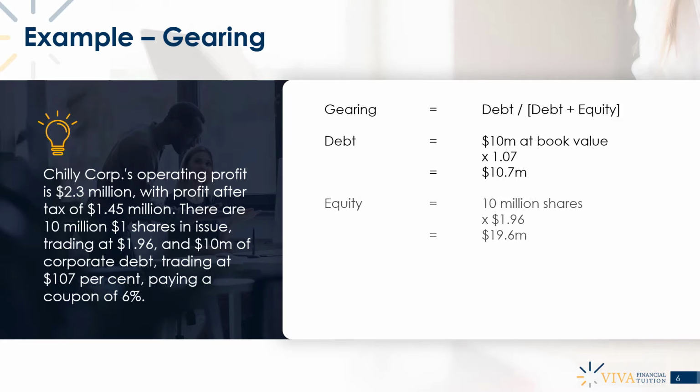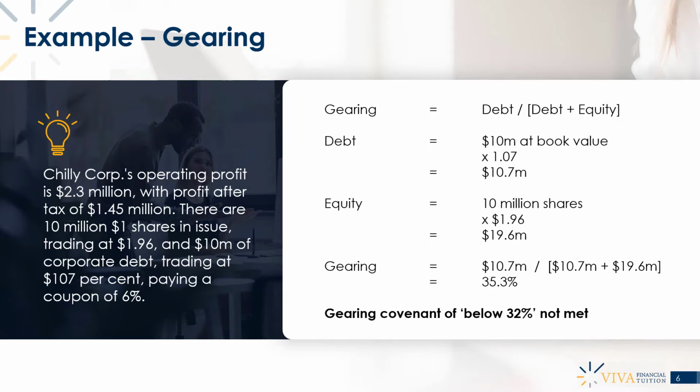The equity then, there are 10 million shares and they're trading at $1.96, so that's worth $19.6 million. And then sticking the numbers in my formula, I get to gearing of 35.3%. And that is higher than the 32% covenant. So they have not met this gearing covenant, and that means that the debt holders might call in that debt.